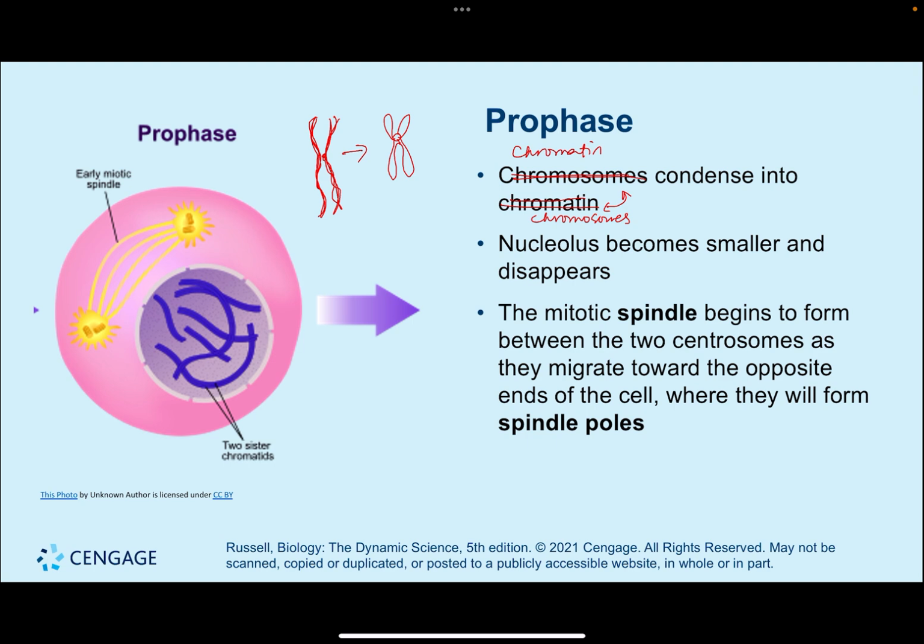Mom, what are spindle fibers? I will write it down. Spindle fibers are actually microtubules that separate the chromosomes. So these spindle fibers or mitotic spindle are the ones to pull the chromosomes apart.